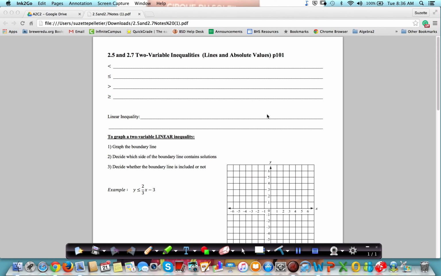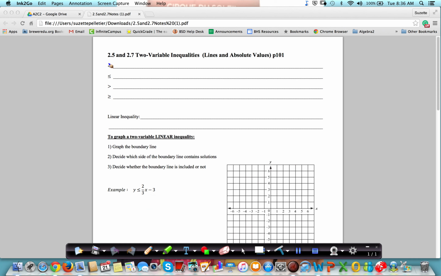Okay, so this particular lesson is about two variable inequalities, both lines and absolute values. We've taken both of those lessons and tied them into just one because essentially you're going to be doing the same sort of process. We already know how to graph linear equations and we already know how to graph absolute value equations. So this is just basically shading that we're adding on top of what we're already doing.